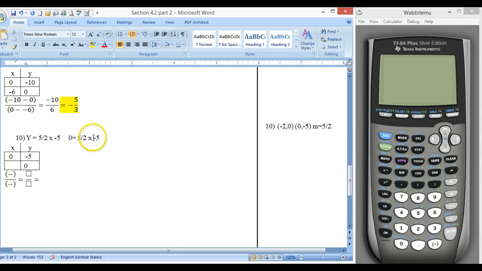So to isolate the x, I need to add 5 to both sides, which makes this 0 plus 5, which is 5. And negative 5 plus 5 is gone. It cancels out. And then to isolate the x, we need to multiply by, or divide by 5 halves, which is the same as multiplying by 2/5. So I'm going to multiply that by 2/5.